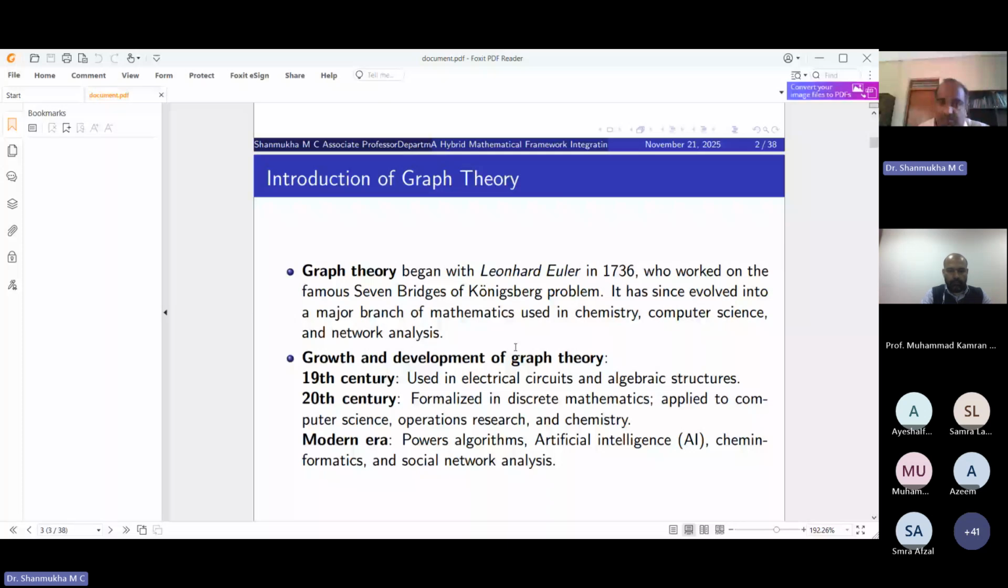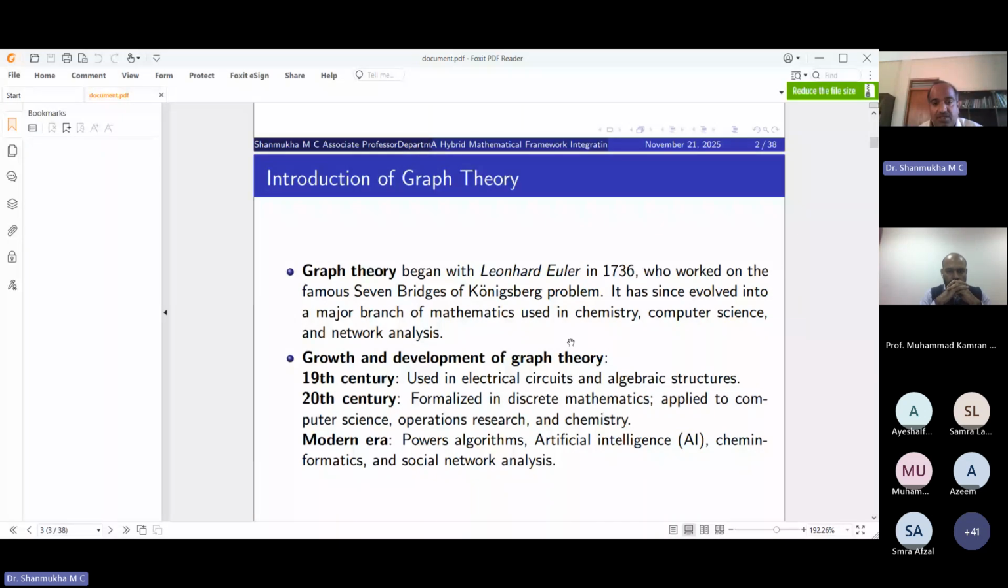Graph theory began with Leonhard Euler in 1736, who worked on the famous seven bridges of Königsberg problem. It has since evolved into a major branch of mathematics used in computer science, chemistry, and network analysis. Growth and development of graph theory.